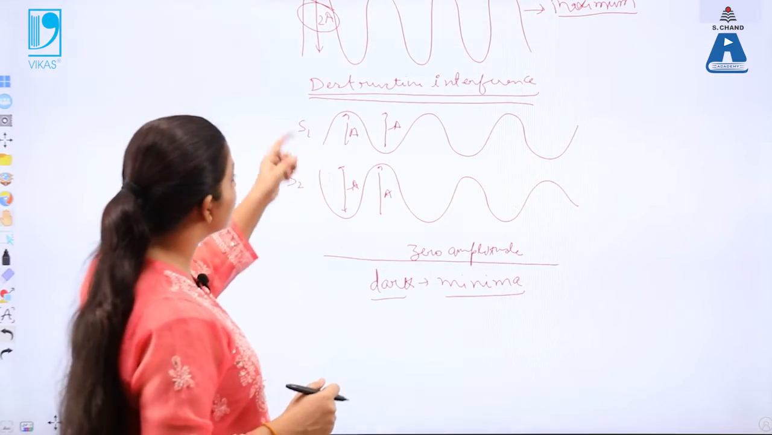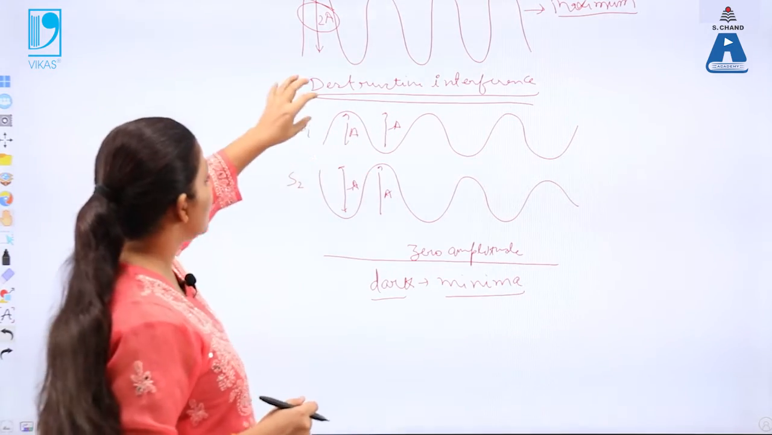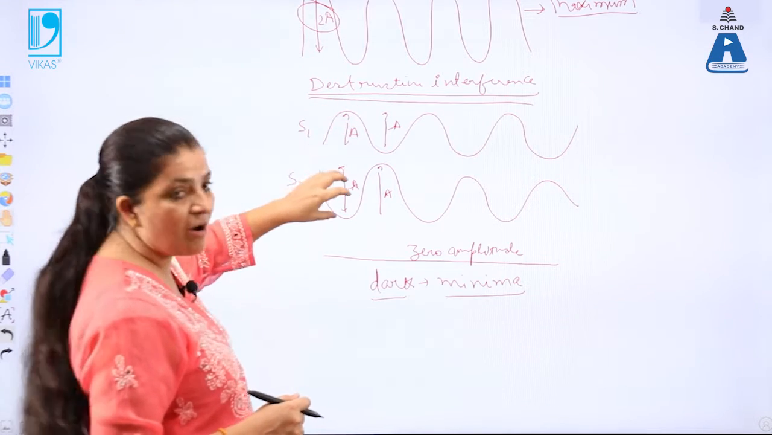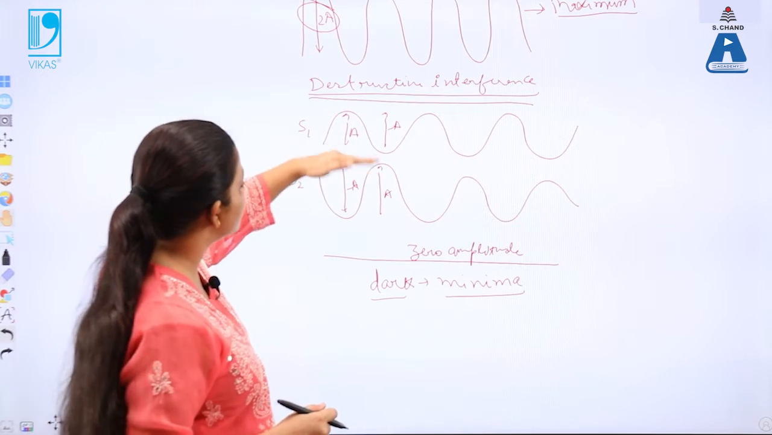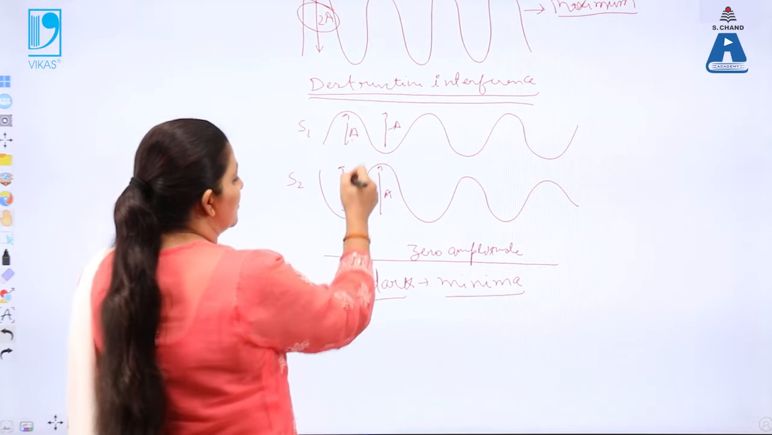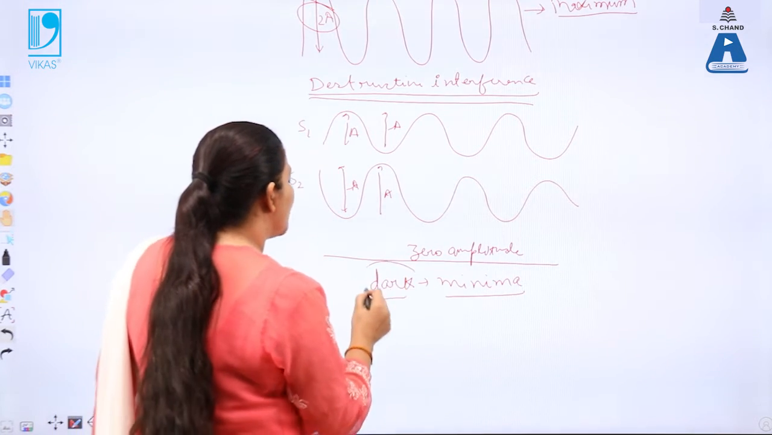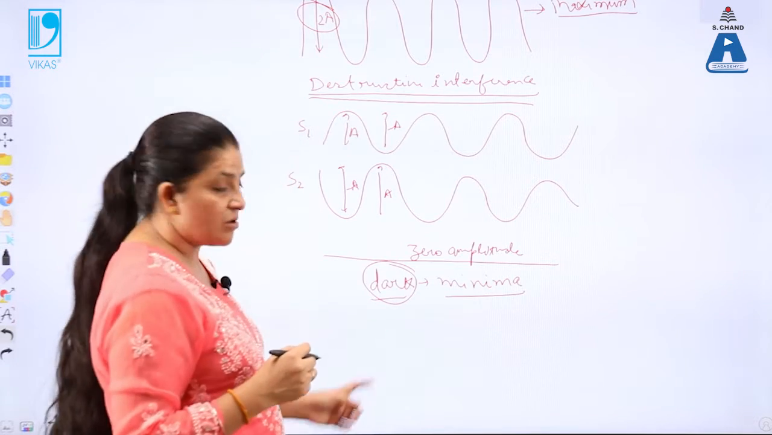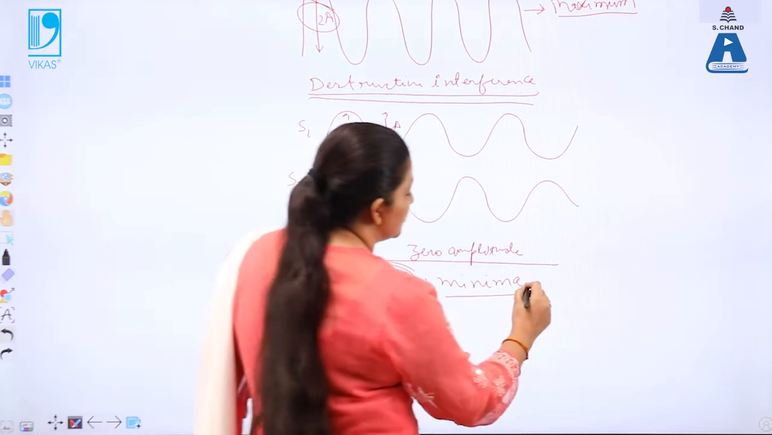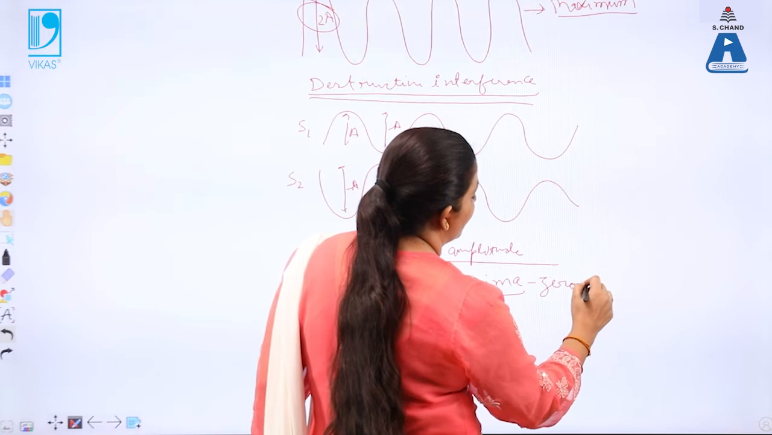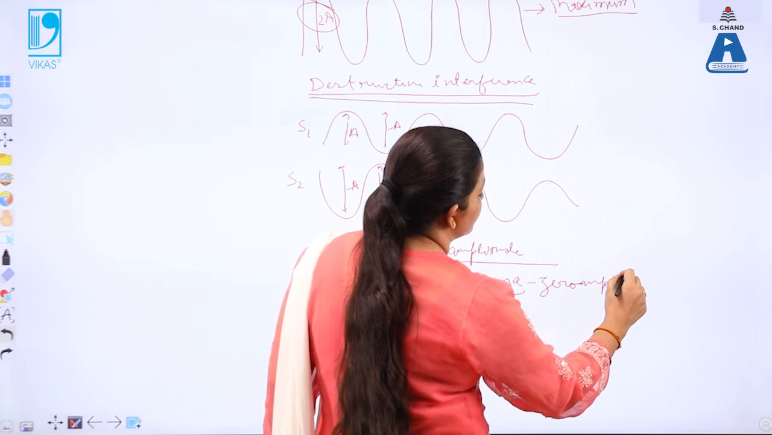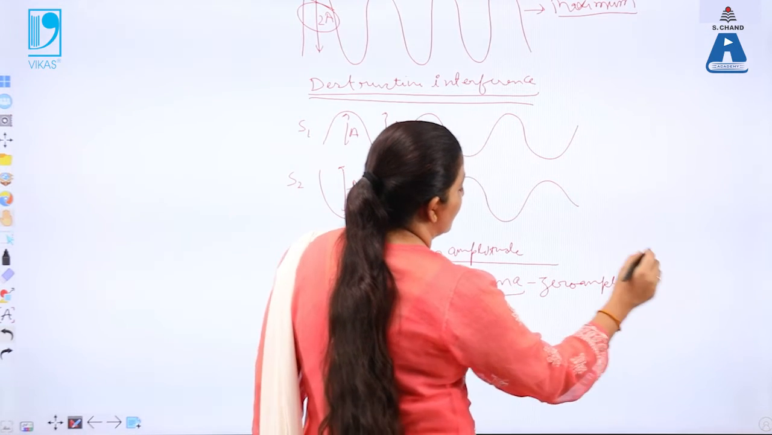So for destructive interference, when maxima of one falls on minima of the other, when you sum these two, they cancel out with each other. So we will get a wave with 0 amplitude, or you can say a dark fringe, the minima, is formed with 0 amplitude. So this is the condition for destructive interference.